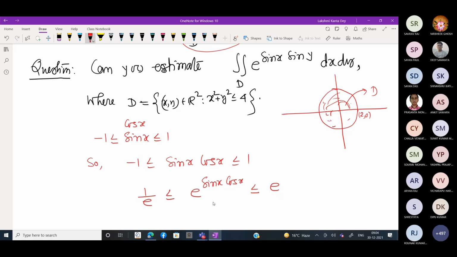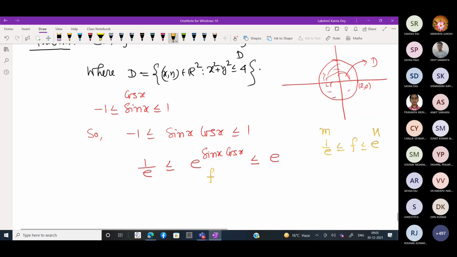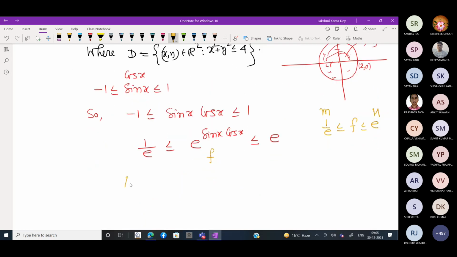This particular thing is your f. So we have 1 by e less than or equal to f less than or equal to e. This is your small m and this is your capital M. And what is the area of D? Area of D, A(D), is nothing but pi r squared, meaning pi times 2 squared, that means 4 pi.